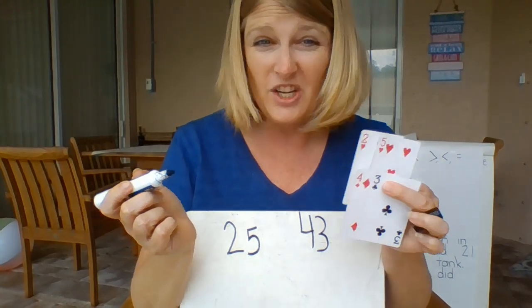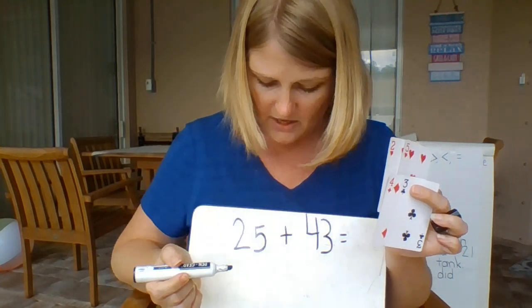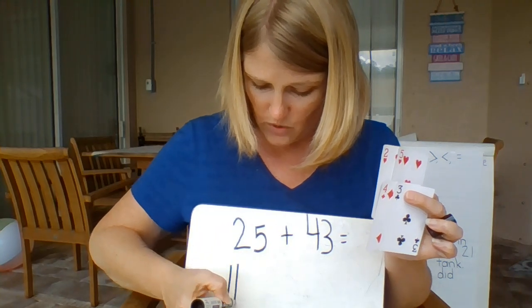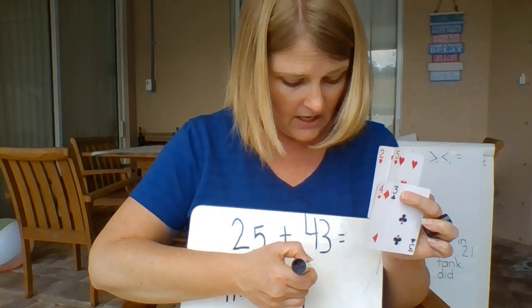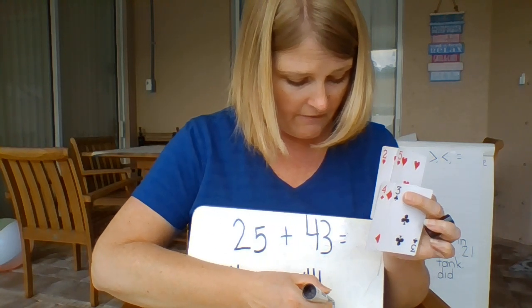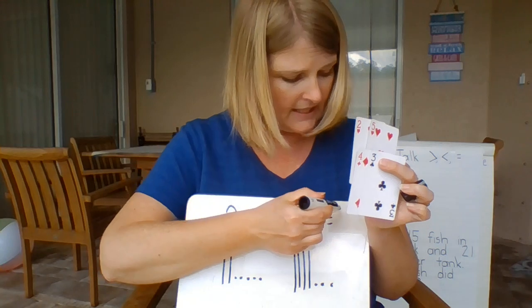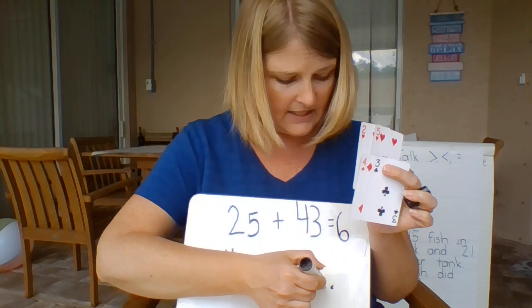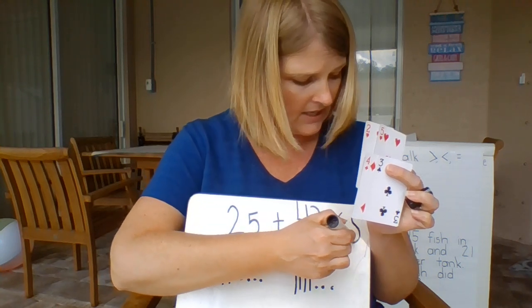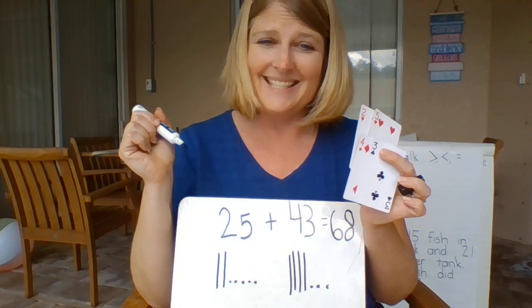Today, your job with your two-digit numbers that you made is to add them and tell me how many is that all together. So, if I'm going to do that, I'm going to draw my 10, 20, 21, 22, 23, 24, 25, and my 10, 20, 30, 40, 41, 42, 43, and I'm going to figure that out. 10, 20, 30, 40, 50, 60. 61, 62, 63, 64, 65, 66, 67, 68. And I'm going to tell my adult 25 plus 43 is 68.